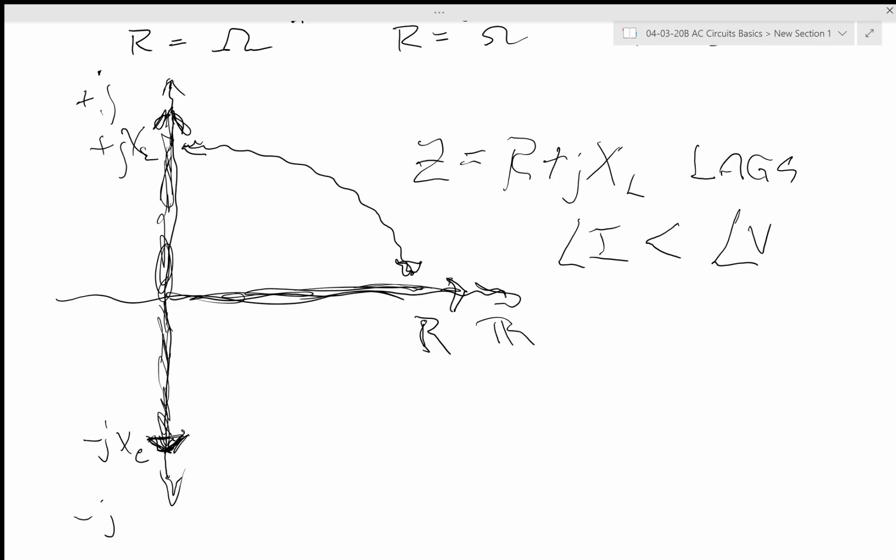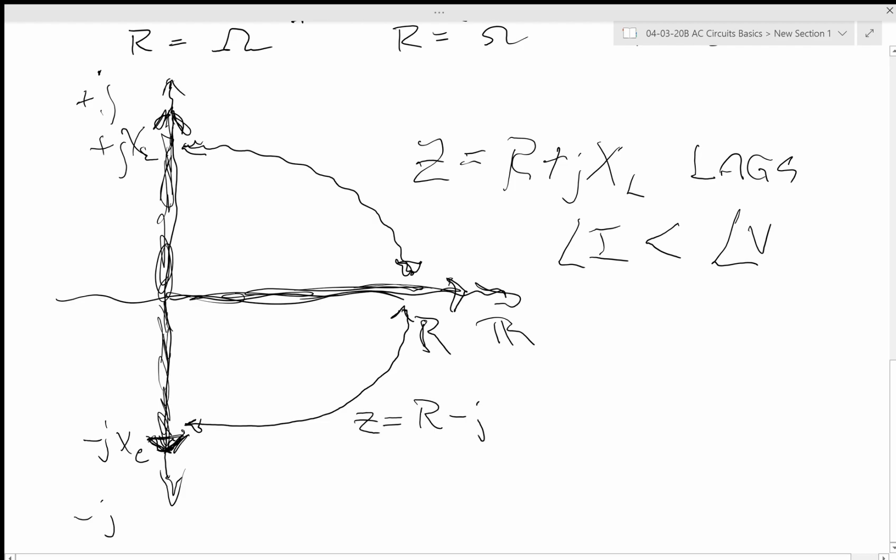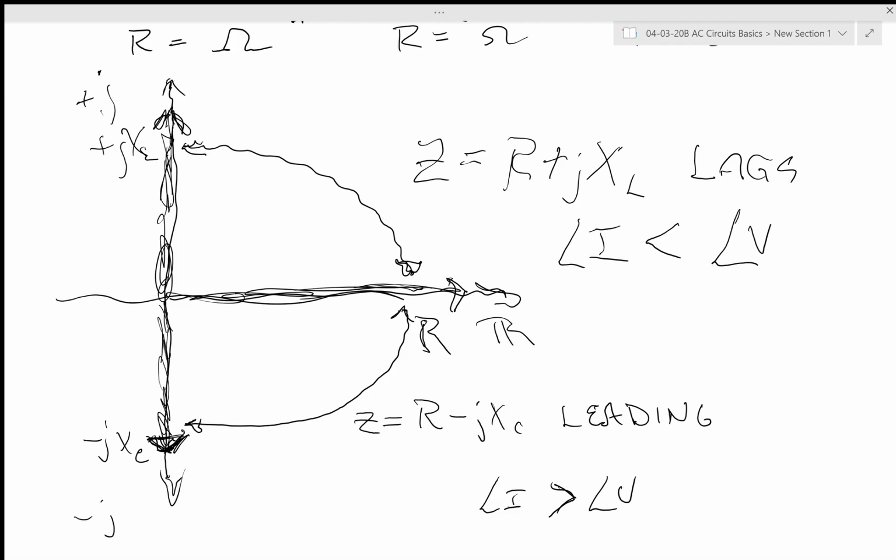All right. Anywhere between the real axis and the minus imaginary axis, Z equals R minus JXC. And this is a leading network. And what this means is the angle of I is greater than the angle of V. And it can be anywhere from 1 degree all the way up to 89 degrees.